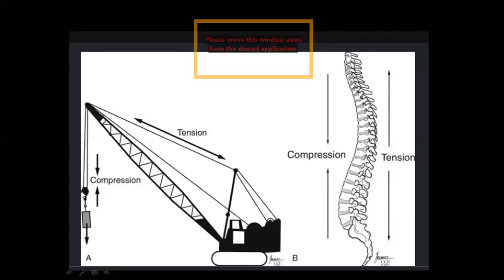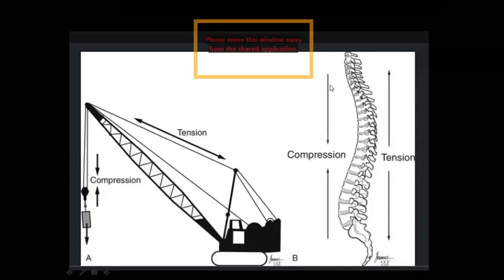So where the load is suspended, there is a compression force acting. Whenever there is a load hanging, there is a compression force. Whenever there is a cable which is resisting it, there is a tension force. The same we can apply to the spinal column. So this is a spinal column. You are standing straight. Usually the center of gravity of the body falls anterior. Remember, the center of gravity of the body falls anterior.